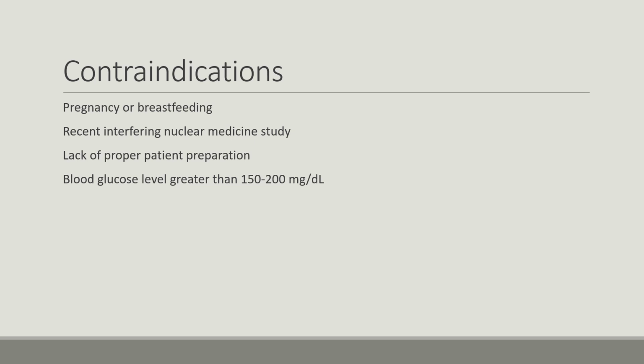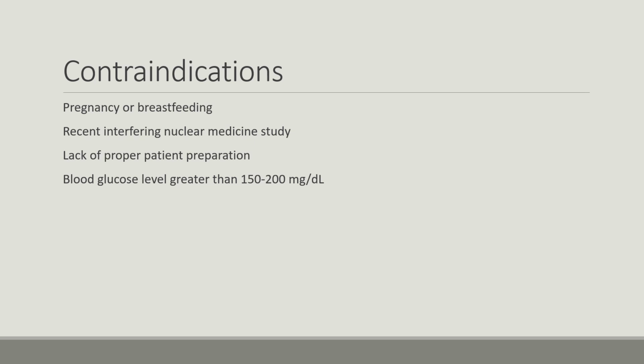Contraindications of FDG imaging include pregnancy or breastfeeding and any recent interfering nuclear medicine exam. These are relative contraindications. The risks and benefits need to be weighed with the patient and the doctor to determine the best course of action. Recent interfering nuclear medicine studies would be anything that is a PET radionuclide, especially anything that is fluorine F18 based.